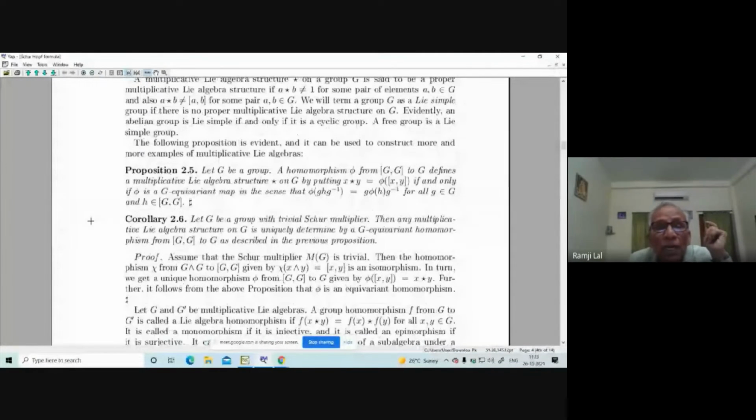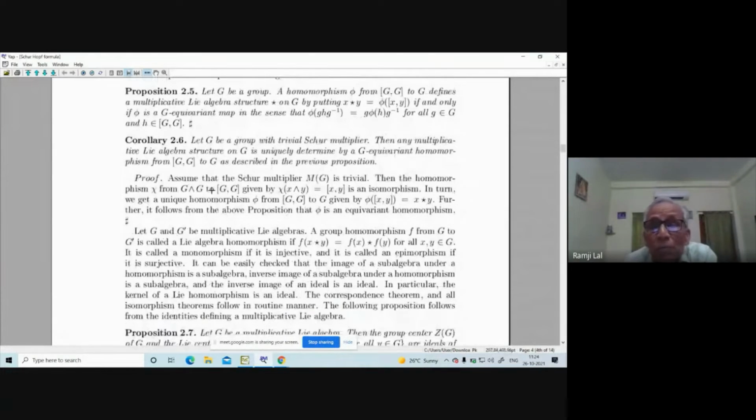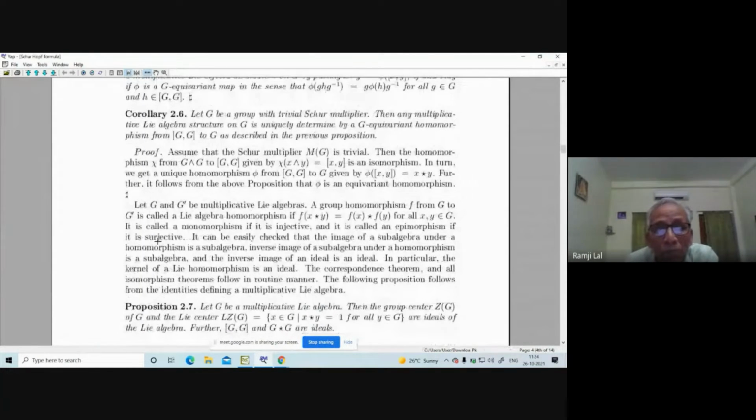If you are given G to be a group with a trivial Schur multiplier, that was H2(G), then the Lie algebra structure is uniquely determined by the G-equivariant homomorphism as described previously. This is almost a trivial observation.